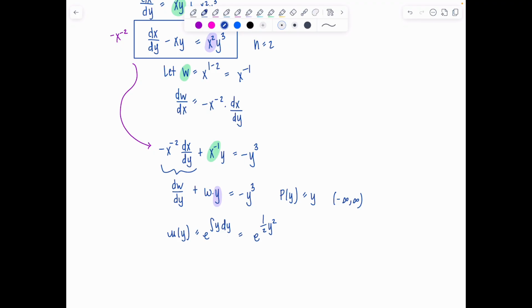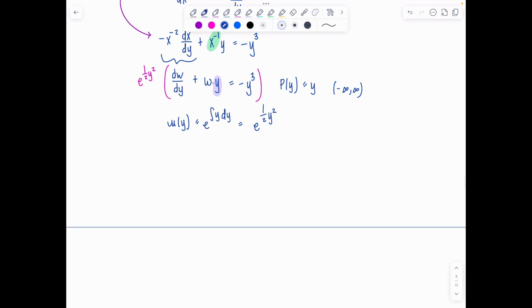Beautiful. What do I do with that integrating factor? I come through and multiply everybody in the equation above by it, so e to the 1/2 y squared. You have to really focus, right? When it's dx dy from the get-go, you feel so odd. Okay, e to the 1/2 y squared dw dy plus wy e to the 1/2 y squared equals negative y cubed e to the 1/2 y squared.